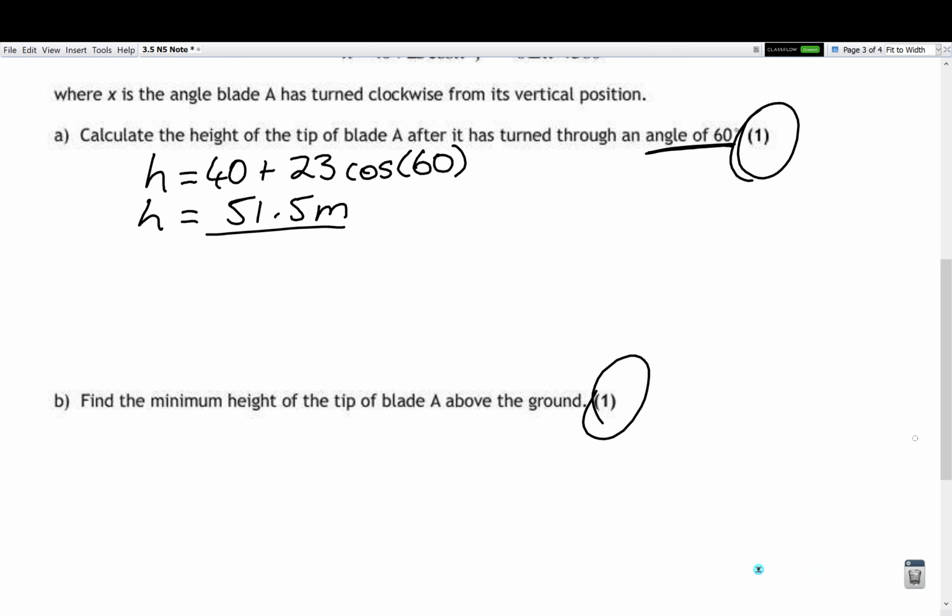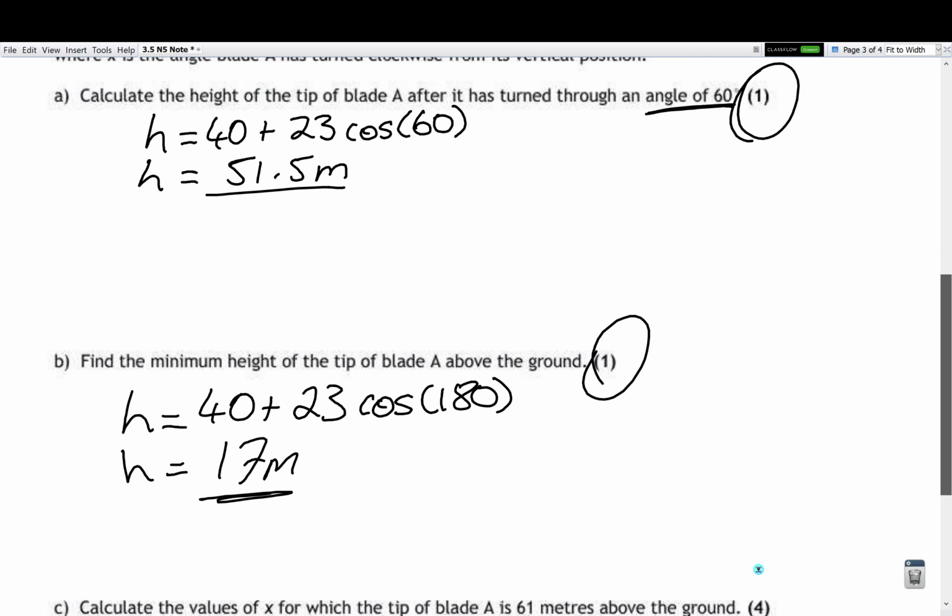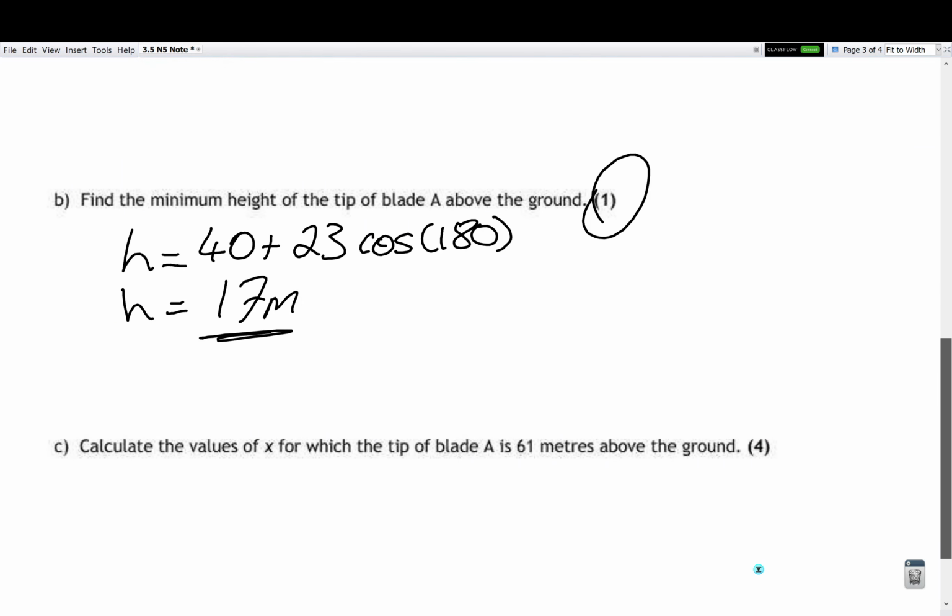And we're just repeating the calculation, but with 180 in there. So 40 plus 23 times the cosine of 180. If you put it carefully into your calculator, you should get an answer that logically should be less than part A, because it's the minimum height. So 40 plus 23 times the cosine of 180. You're not doing an inverse again, it's just cos 180, and we get an answer of 17 meters. Okay, so hopefully straightforward enough so far. You just need to read the question very carefully to know what to do.